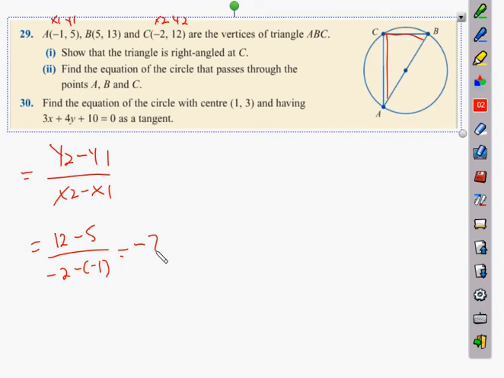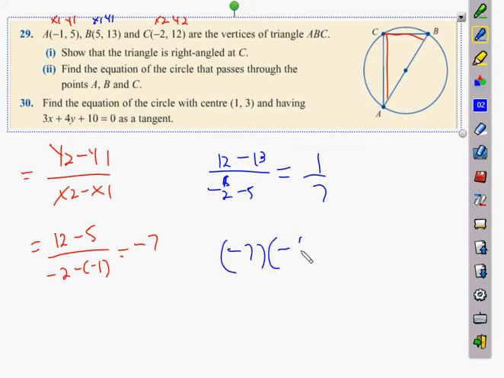The other one is going to be, we'll call that x1, y1 as well. We get 12 minus 13 all over minus 2 minus 5. And we get plus a 7th. Then I have to multiply both slopes together, so I have to say minus 7 times minus 1 over 7 equals minus 1. Minus 1 equals minus 1. And you're better off writing in M1 by M2 equals minus 1. And that means they're perpendicular to each other.